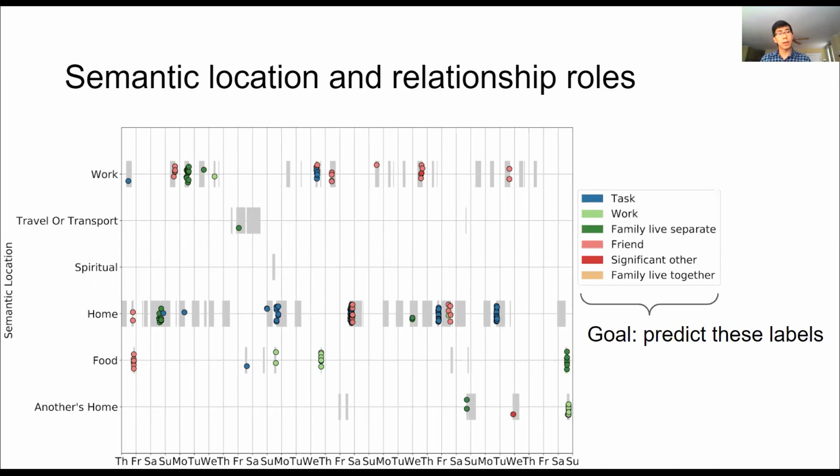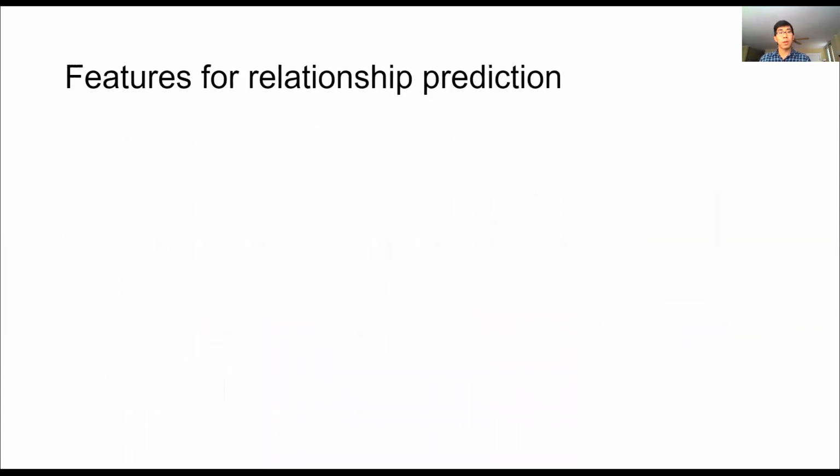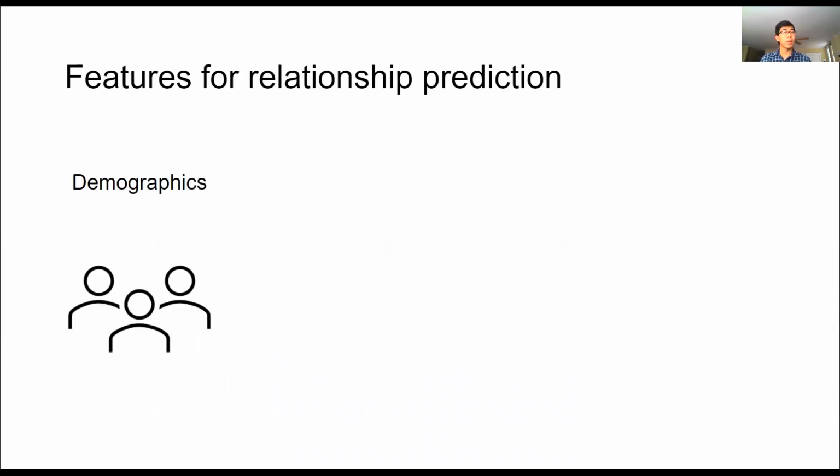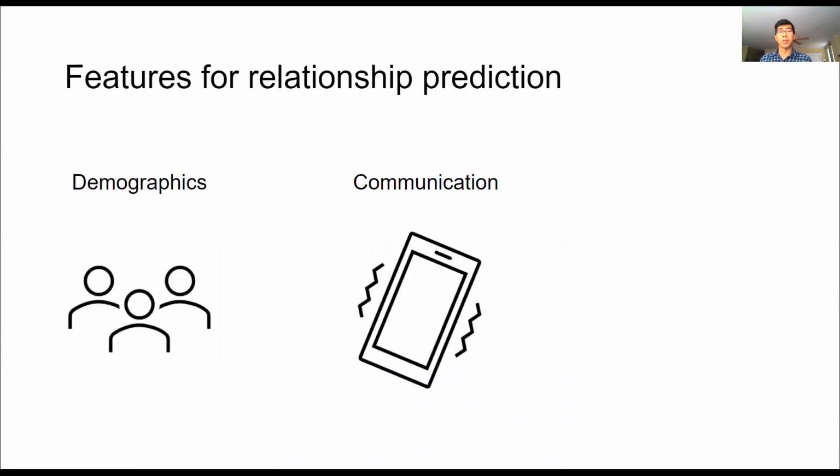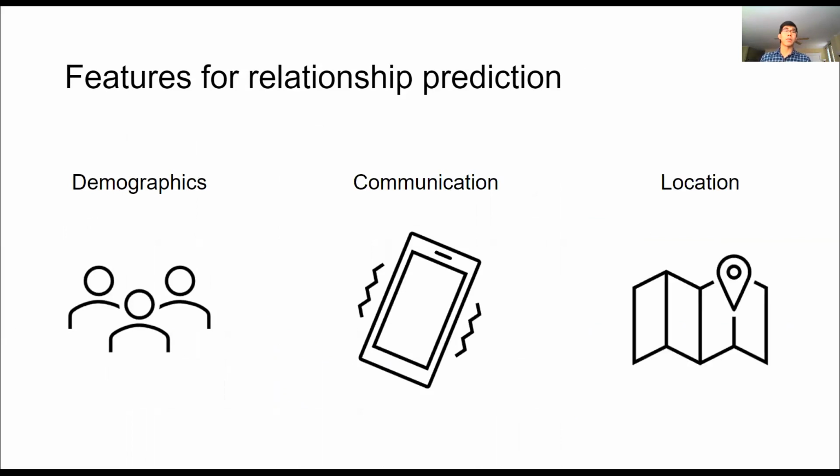We can see with this visualization that there are some patterns emerging, such as the tendency for this participant to make task-related communications at home, indicated by the blue dots, and the tendency for this participant to make friend-related communications at work, indicated by these pink dots. So our final features for relationship prediction include demographics, such as age and gender, communication information, such as texting frequency and call duration, as well as location information that we just discussed.